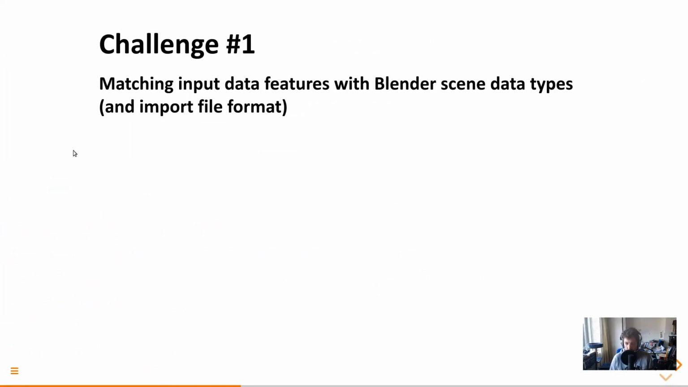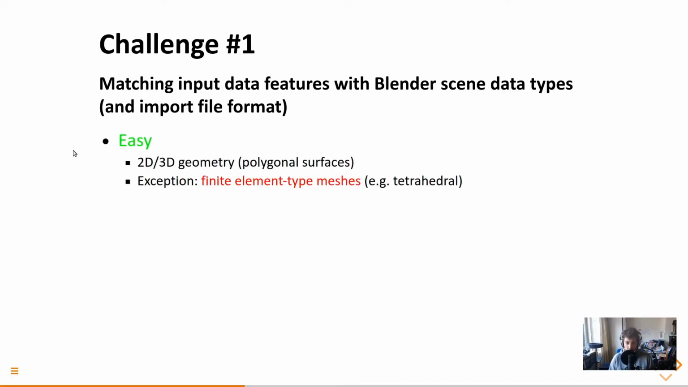So one thing that we mentioned earlier is that it can be a bit of a challenge to match whatever data you have with what is available within Blender in terms of scene object types. Things that are easy is when you have 2D or 3D geometry, polygons basically. Those you can import without too much trouble, usually using the right format and the right options. One exception to such surfaces is finite element style meshes, for example a tetrahedral mesh. Blender cannot represent such a mesh, it simply does not have the data structure for that. So you need to figure out how to deal with that. And one way could be to extract the surface of the mesh and then import that within Blender.